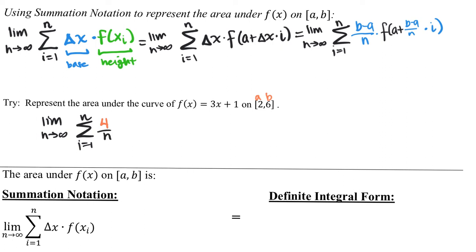Then I'm going to multiply it by f of a plus b minus a over n times i. Actually, I'm going to write this on the side real quick. So I'm doing f of a. What is a? a is 2, plus b minus a over n, which is 6 minus 2, I already figured out that was 4 over n, times i.